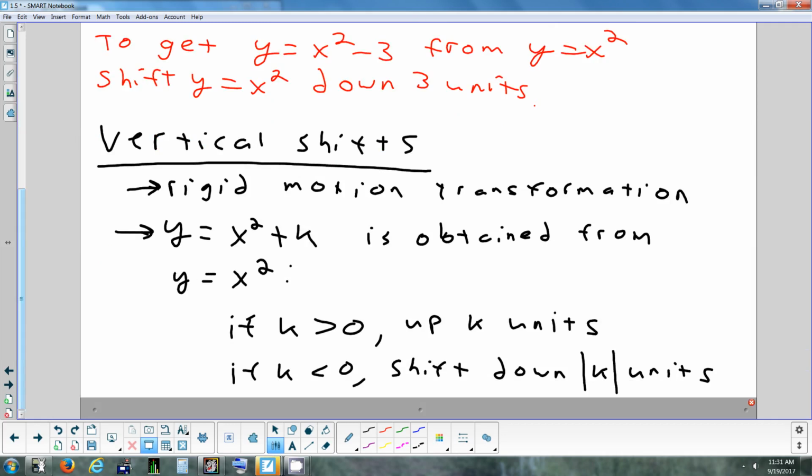Okay. So you can shift up 2 units, you can shift down 2 units. You can't shift down negative 2 units. Okay, nothing like that. Okay, so that's your vertical shift. Does anyone have any questions on vertical shift?